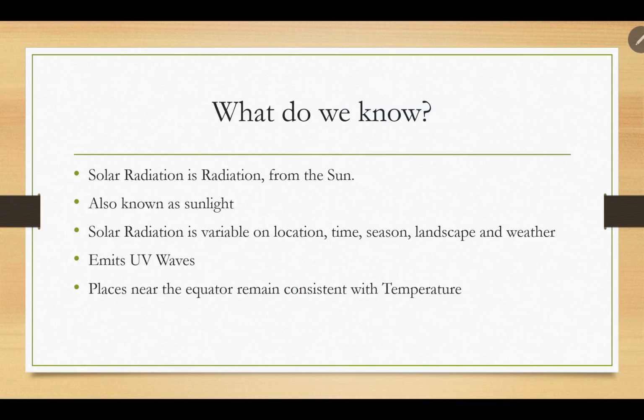So, what do we currently know that we've discussed in class? Well, solar radiation is radiation from the sun, also known as sunlight. Solar radiation is variable on location, time, season, landscape, and weather, such as places near the equator remain consistent with the temperature. So, if you look down at Ecuador and Chile, that would be one of the many places. I believe the temperature there stays consistent at 63 degrees, which is 7 degrees Celsius.